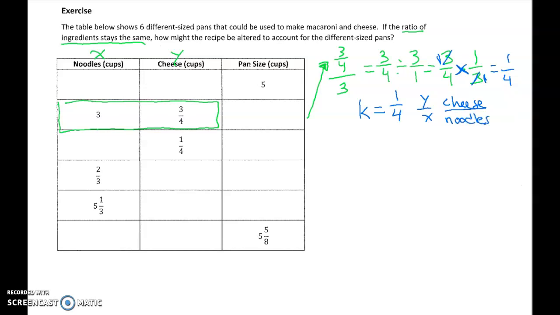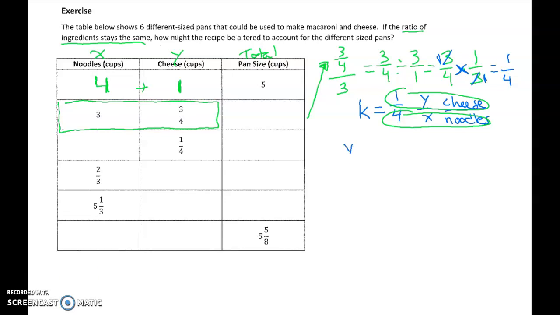Now the reason I point that out is because we have 1 cup of cheese to 4 cups of noodles. And our pan size, remember, this is our total. If you look at this, 4 plus 1 equals 5. So this constant is telling us actually a lot more than what we even realized.